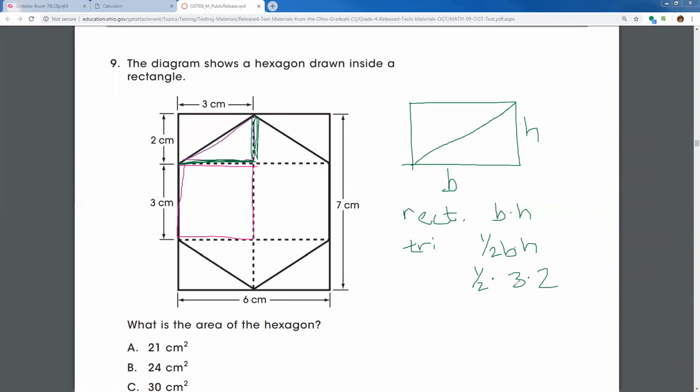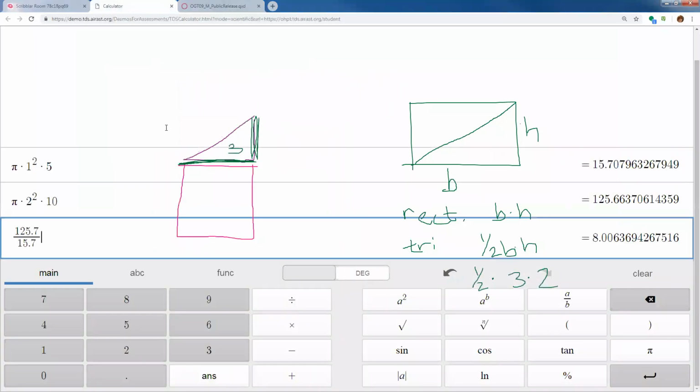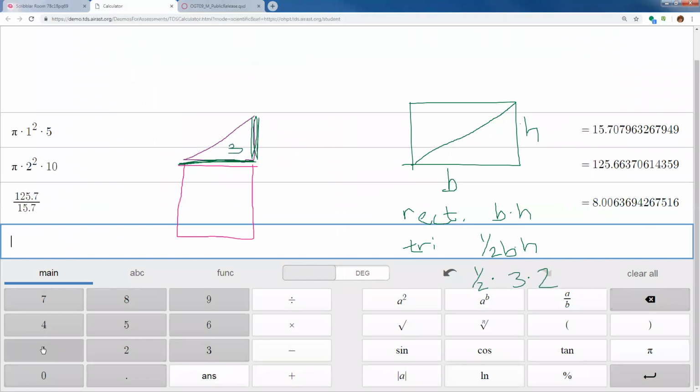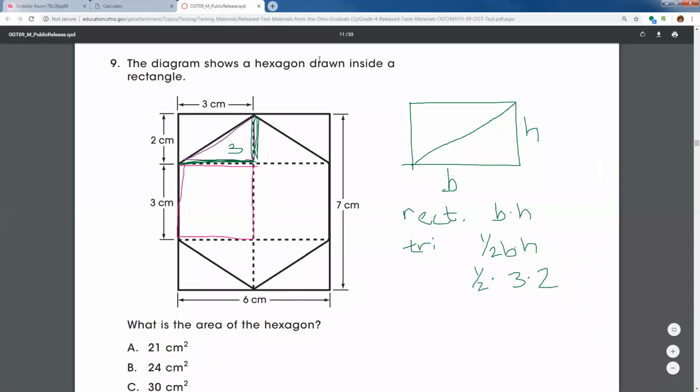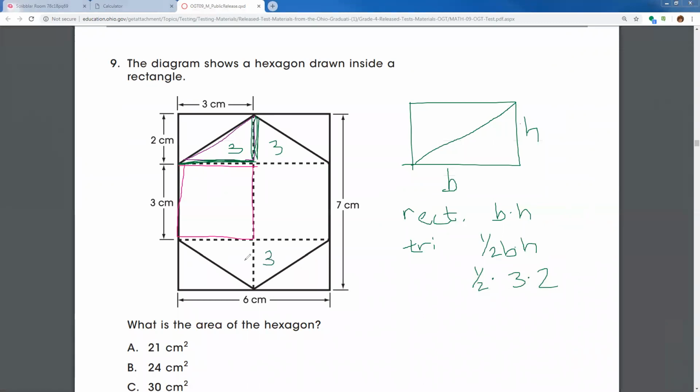And when you plug that into your calculator, it will come out as 3. You can either use the fraction button, or you can literally type in 1 divided by 2. This online calculator, when you type divide, it turns it into a fraction. And then you have to click next to it to do times 3 times 2. So that area is 3. And since all the triangles are the same size, all of them are 3.